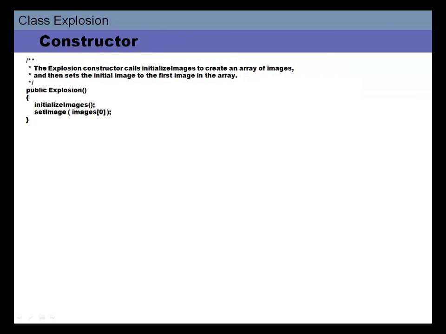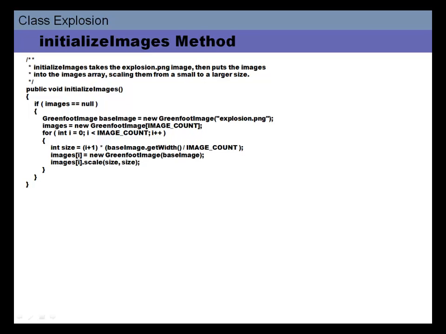The constructor calls method initialize images, then sets the explosion's image to the first image in the array. Method initialize images takes the image explosion.png, assigns a Greenfoot image array of size image count to variable images. Using a for loop, it then determines the size to which the image will be scaled, assigning the base image to a position within array images, and finally scales it to the aforementioned size.